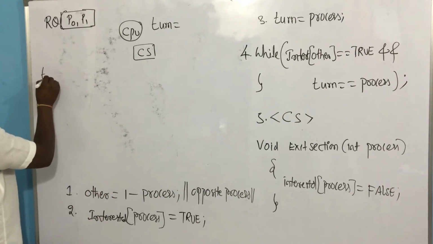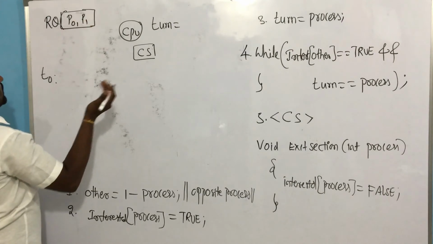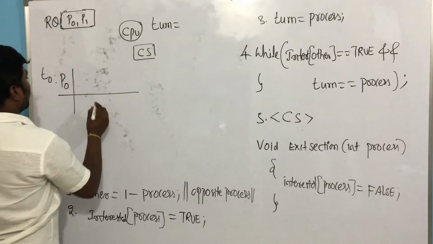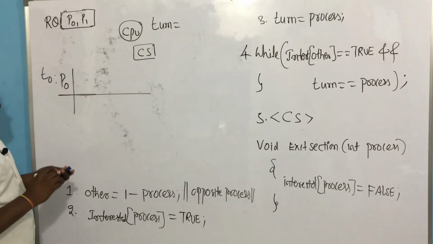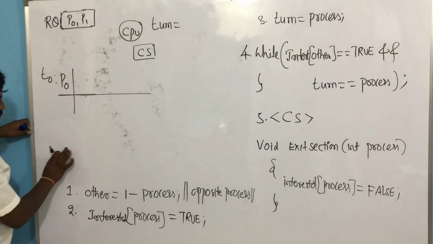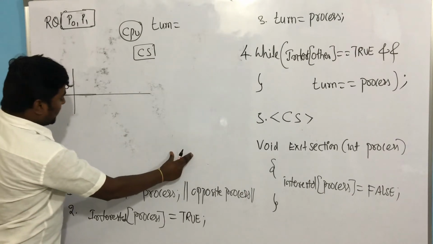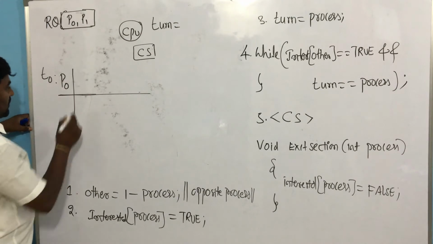At time 0, at time t naught, among P0 and P1, one can be scheduled. Let's take P0 is scheduled. What will P0 do? First, it will run the non-critical part, and when it is interested in using the critical section, it will run void entry section into process. What is the process here? P0. So we will run the first instruction.